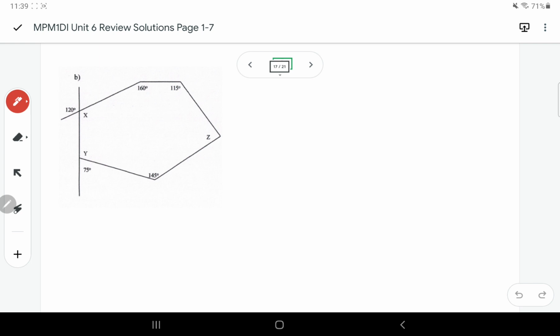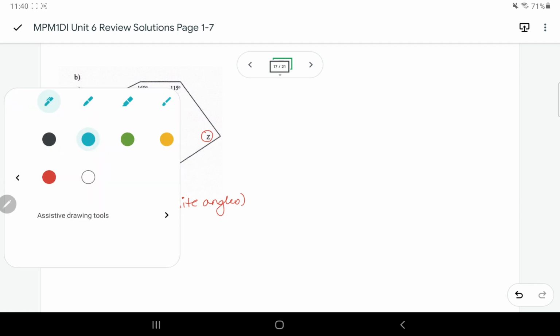The next one with polygons is fairly similar, but we actually are missing 3 different variables in 3 different angles inside this polygon. So I'm going to have to do some other work to find x and y before I can use the interior angles of a polygon to find z. So my first step, I'm just going to say x equals 120 degrees because that's opposite angles. I know that this 120 and the x are the same thing because they're opposite.